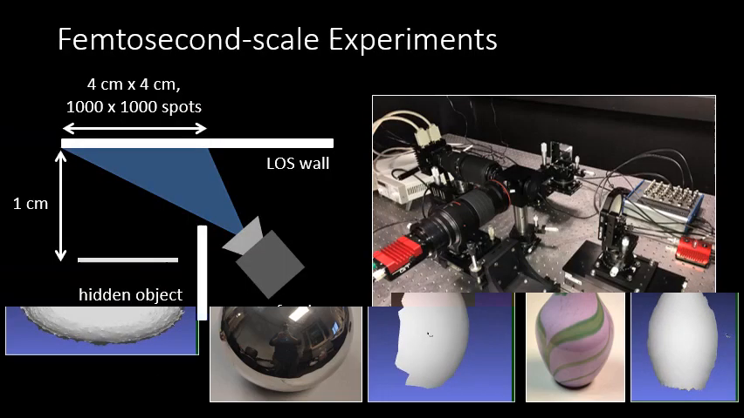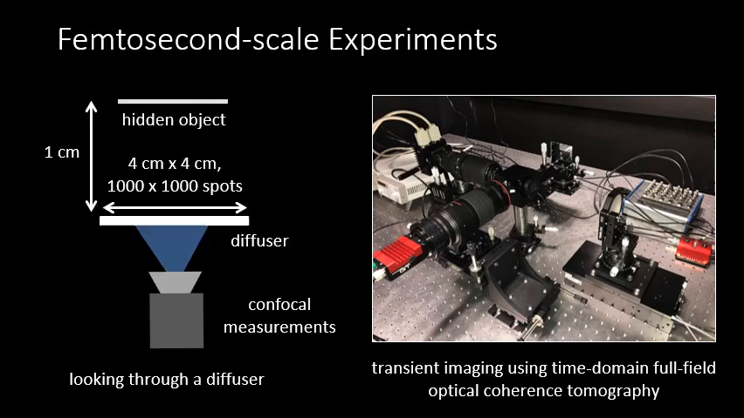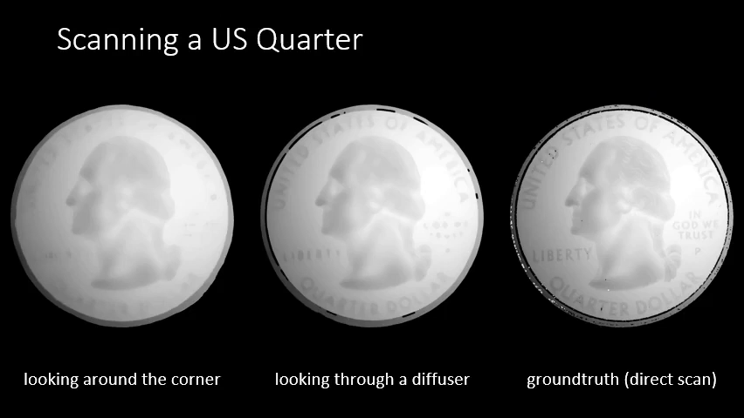The second system uses optical coherence tomography to capture transients at a resolution of a few femtoseconds. We use this system to take measurements of a US quarter coin in the looking around the corner setting. We use the same system to additionally take measurements of the coin in the looking through a diffuser setting. Here are our reconstructions compared against a scan obtained with the same coin directly in the line of sight of our optical coherence tomography system.